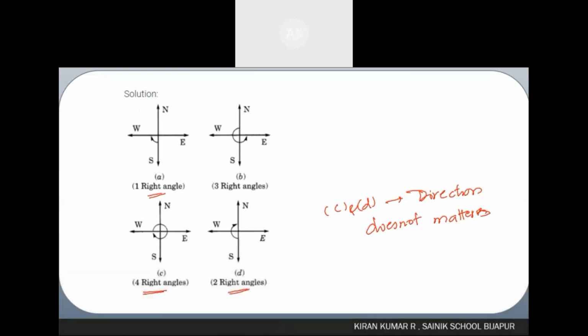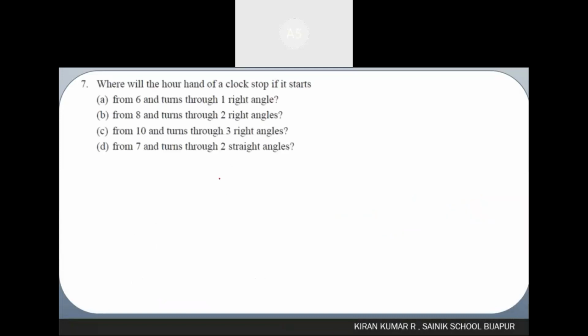Next, question number 7. Where will the hour hand of a clock stop if it starts from 6 and turns through one right angle? Next, start from 8, turn 2 right angles, start from 10, turn 3 right angles, start from 7, turn 2 straight angles.